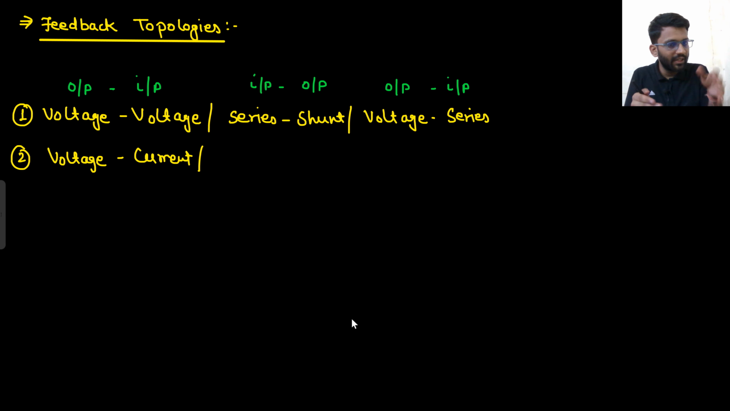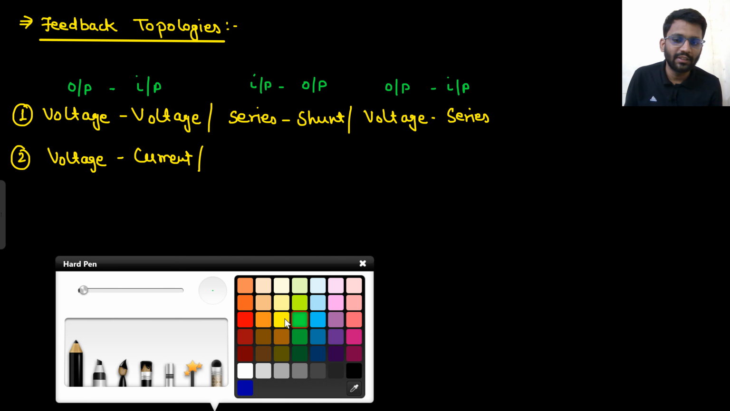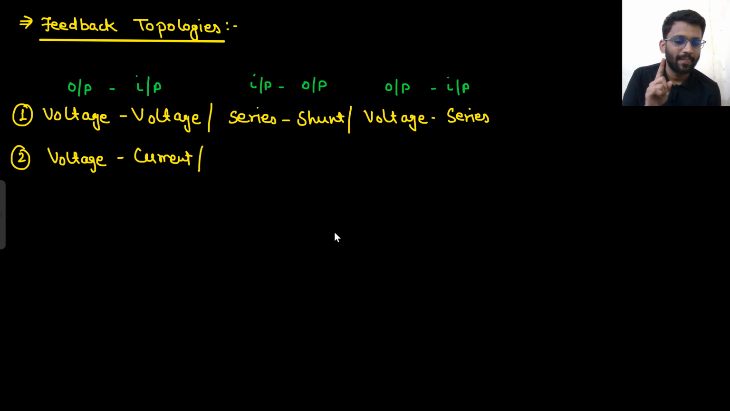So the voltage will be coming, it will be turning into current and will be fed back to the input. So what is being sampled? Voltage is being sampled. And voltage is sampled in what? Shunt connection. So here you will write shunt, not at the input side. Here you will write shunt because I am going to write input output.